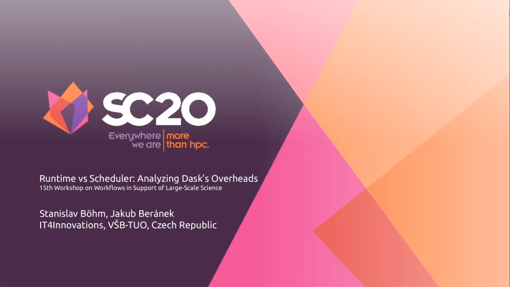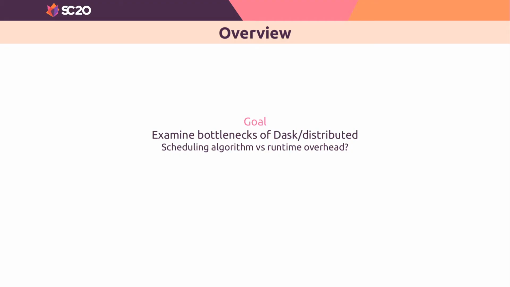Welcome. My name is Jakub Beranek and I'm going to present our paper titled Runtime versus Scheduler: Analyzing Dask's Overhead. The goal of our work was to examine the bottlenecks and performance characteristics of Dask, a popular distributed task framework. We wanted to find out if it's better to improve its scheduling algorithm or to reduce its runtime overhead in order to improve the performance of executing Dask workflows.